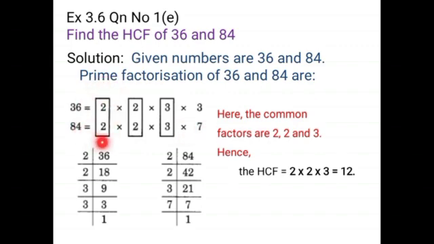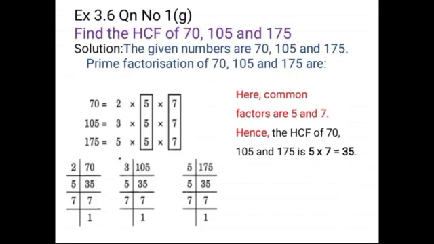Here, the common factors are 2, 2 and 3. So the HCF of the given numbers is 2 multiplied by 2 multiplied by 3, that gives 12. G part of question number 1. Find the HCF of 70, 105 and 175.